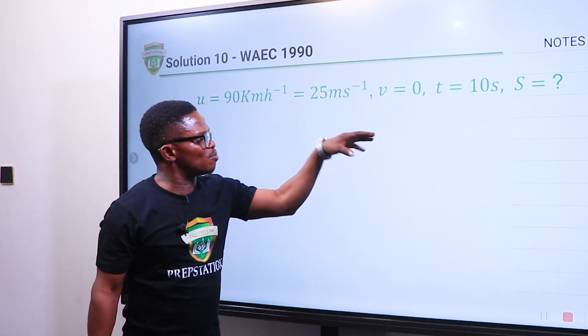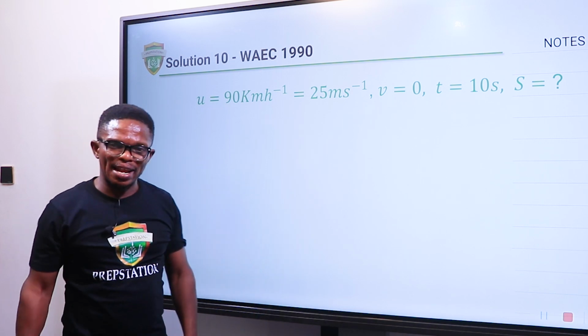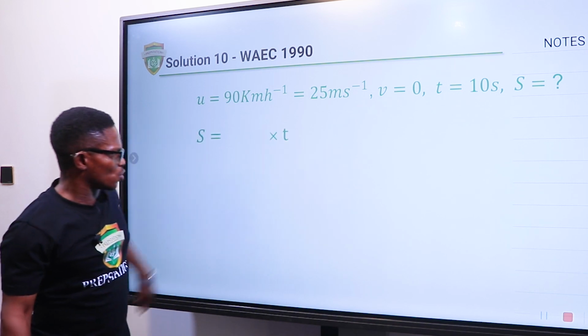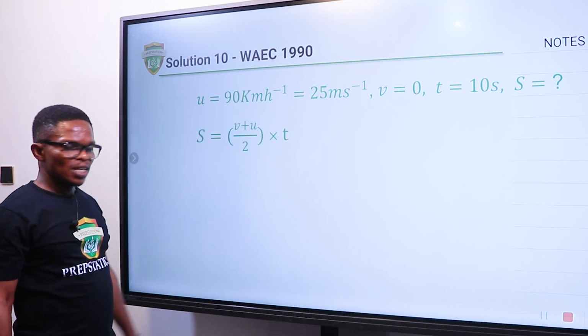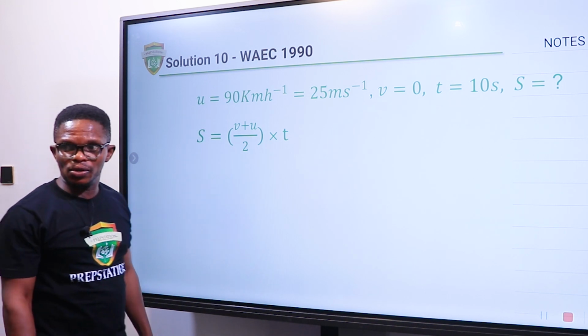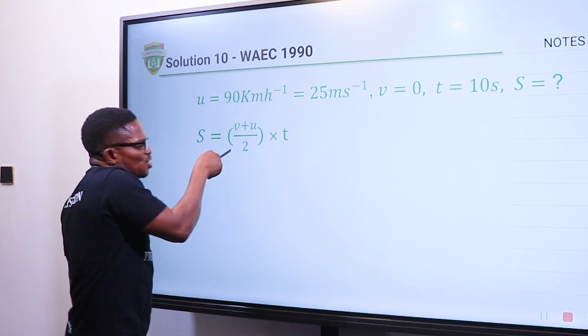Now the object came to a stop. It means the final velocity of the object is 0. When an object is at rest, velocity is 0. t was given as 10 seconds. So for the distance, now you can see equation 4. No, equation 2 is what we are using here. Why are we using equation 2? Because all the parameters are inside here.